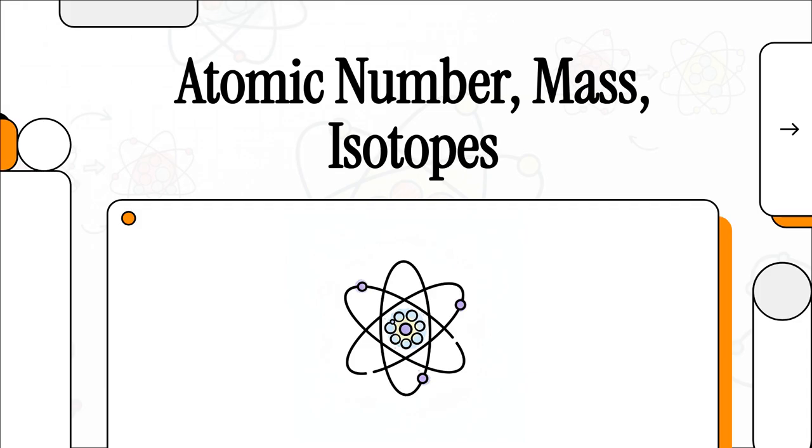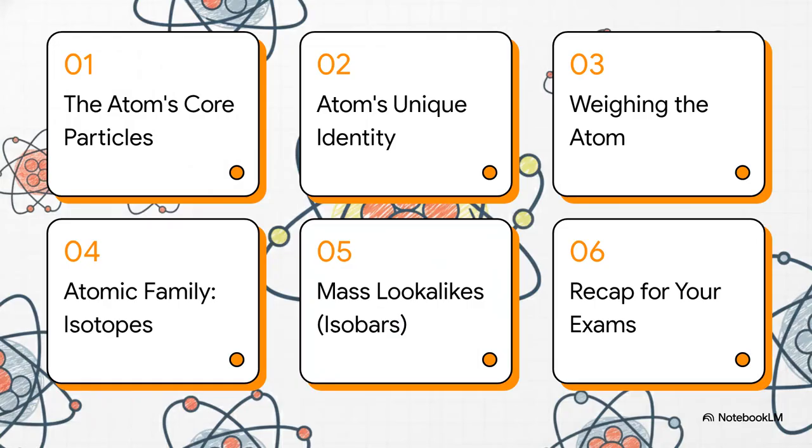We'll be exploring atomic number, mass number, and the really fascinating world of isotopes and isobars. Trust me, getting these basics right is the absolute key to understanding all of chemistry. So, here's our plan for today. We'll start with a quick look at the atom's core particles, just to refresh our memory.